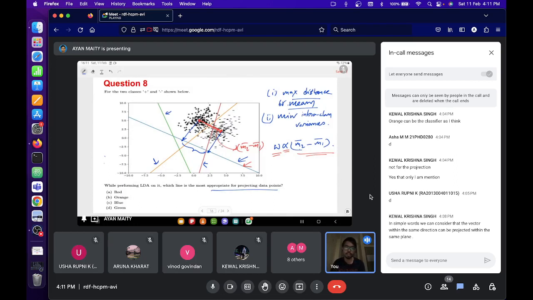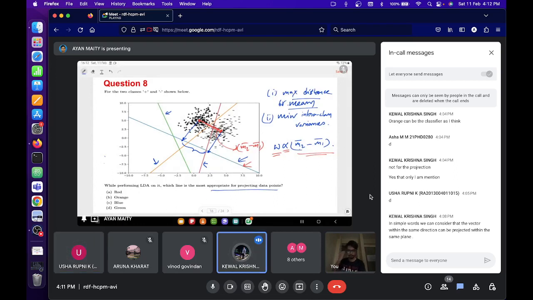We are talking about the projection direction along which if we project the data, it becomes easier for any classifier to classify. So we are not classifying the data in this case, we are projecting the data so that we can reduce the number of dimensions, and reducing the dimension means it's easier to work with that data. So here the objective is to project the data on a given direction, not classify it. So orange would not be the right answer in this case.